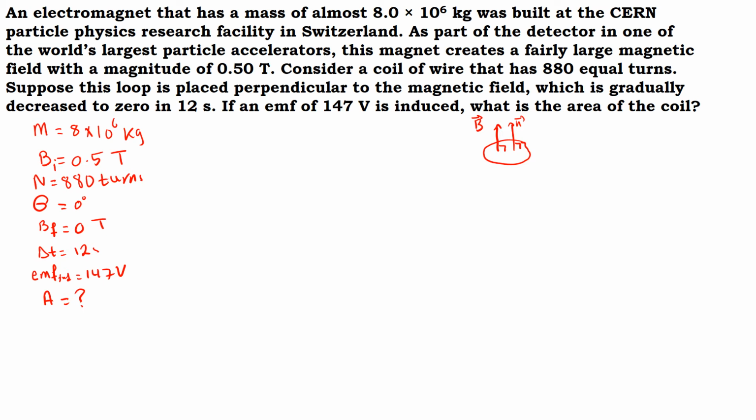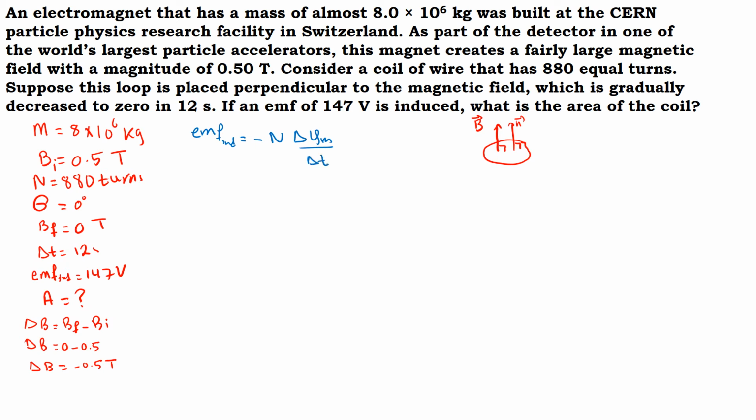First, we start by finding the variation in the magnetic field, since we have an initial and a final value. Delta B is equal to B final minus B initial. So delta B is equal to 0 minus 0.5. We get the answer for delta B as negative 0.5 Tesla. Now, to solve, we will use this formula.